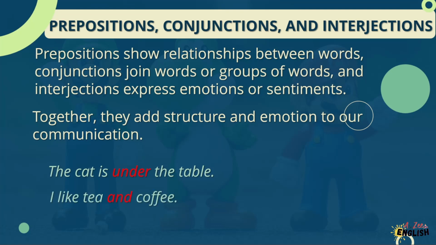I like tea and coffee. So in this sentence, and is a conjunction joining the words tea and coffee to indicate that the speaker enjoys both.